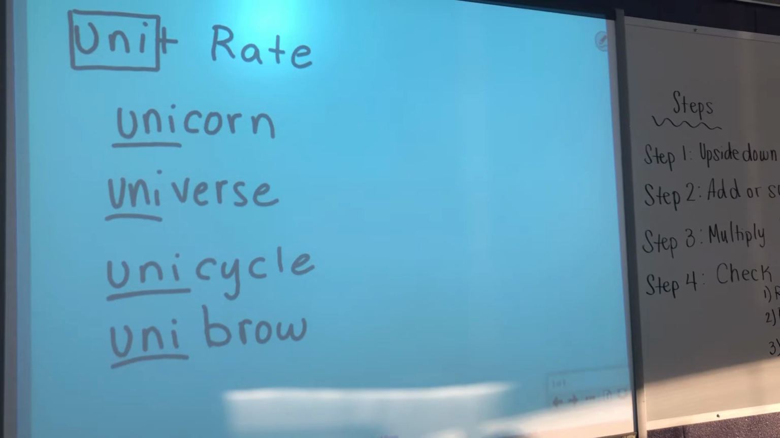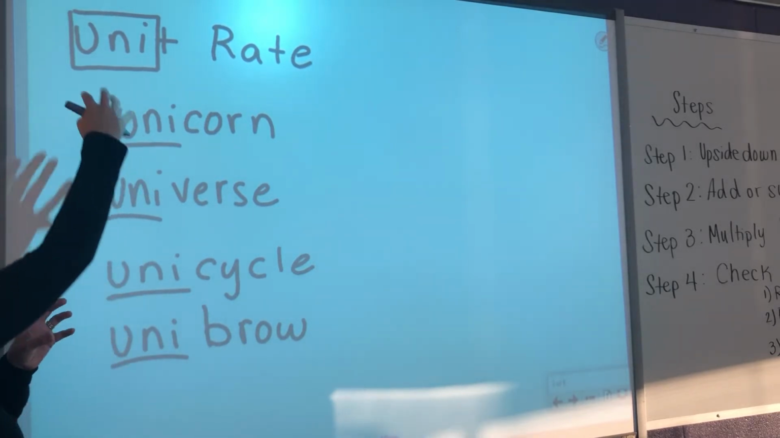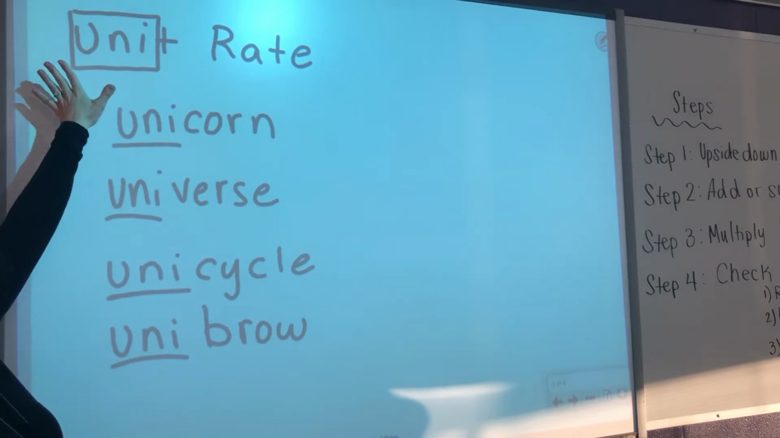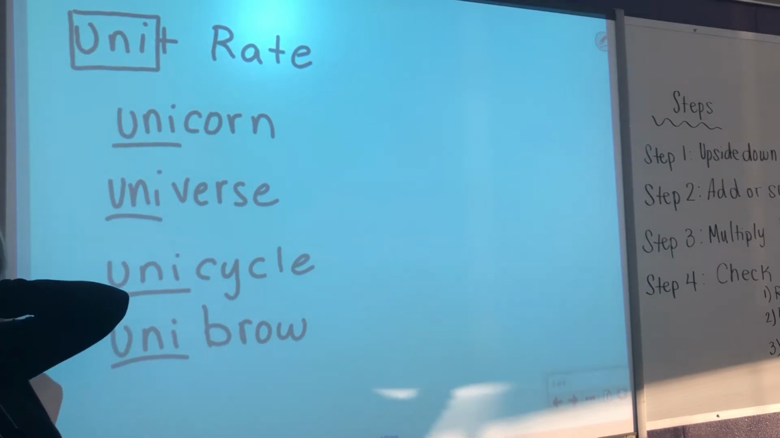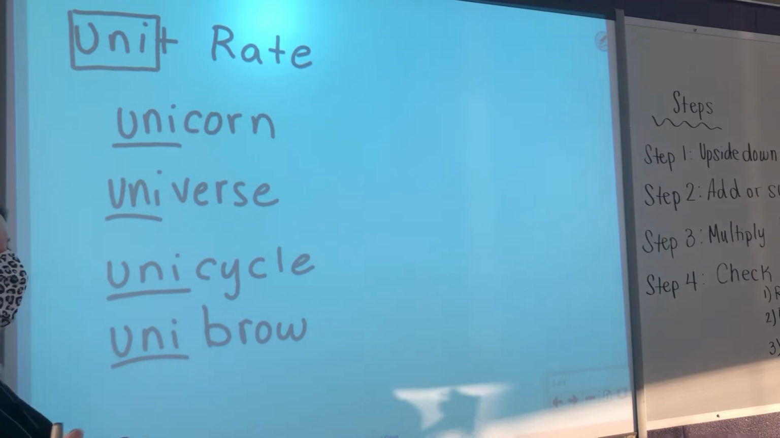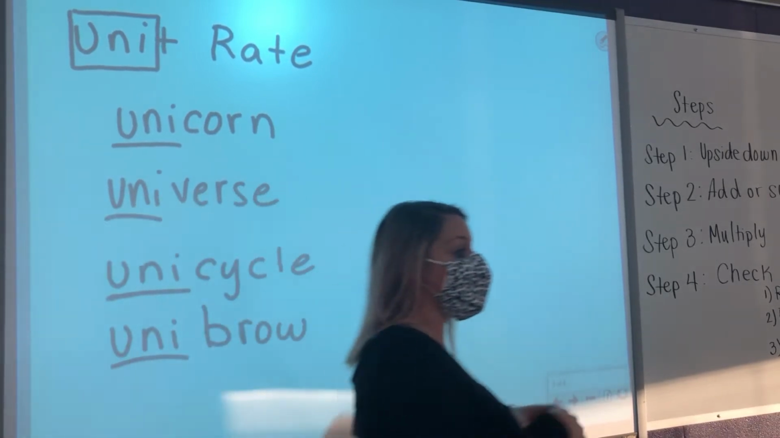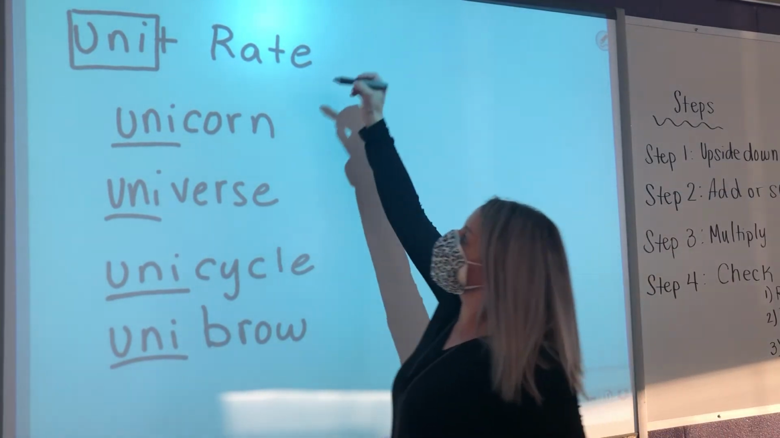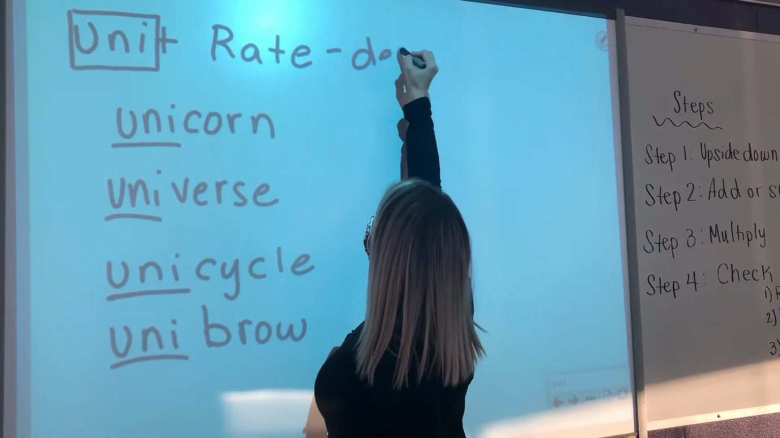Unibrow, right? Okay, so uni. We see this over and over again. Uni, that's always 1. Okay, so unit rate is going to have something to do with 1. Okay, so when we are looking at unit rate, we're looking for a denominator.